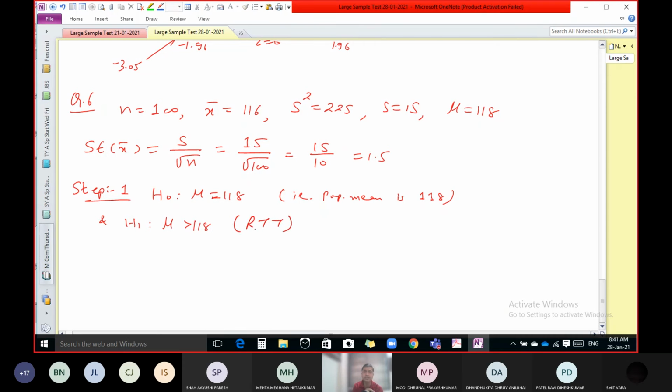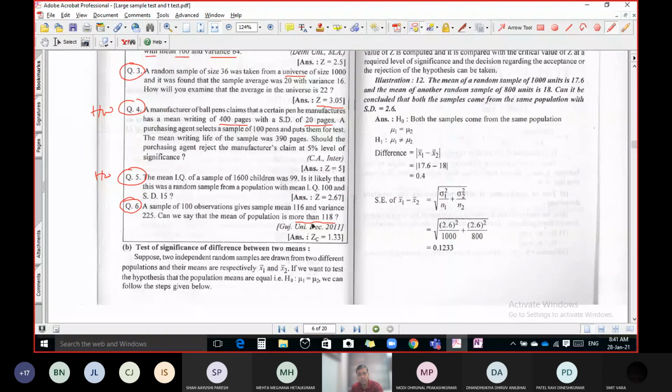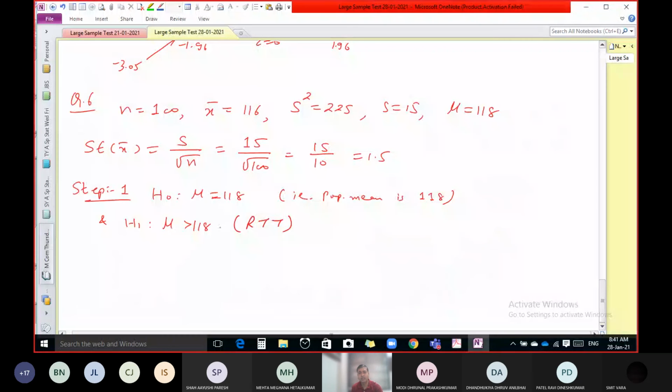Once again, listen carefully. What is our H0 here? Always in H0 we have to write the equal to sign. So mu is 118, that is our H0. Now because it is given to check whether the population mean is more than 118, we have to verify whether it's more than 118 or not. So we have to write here greater than.